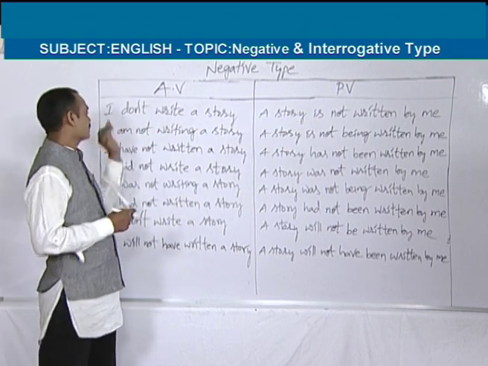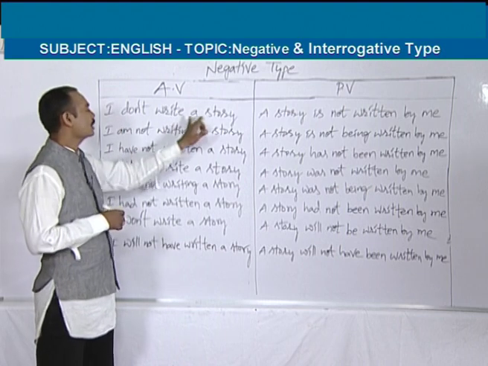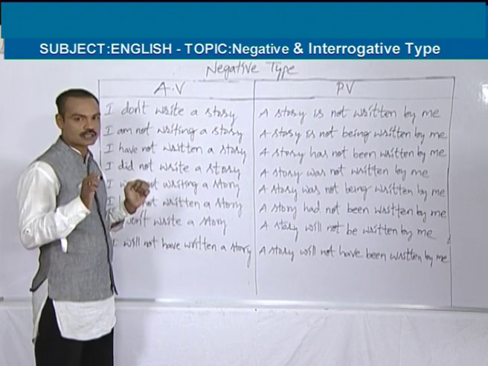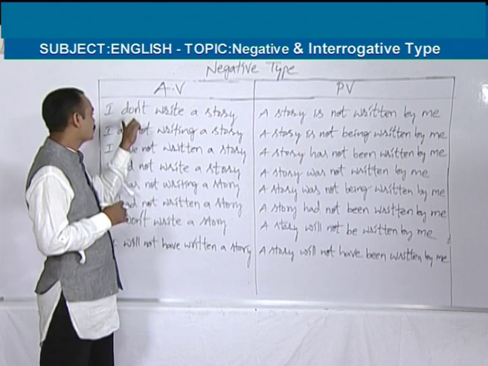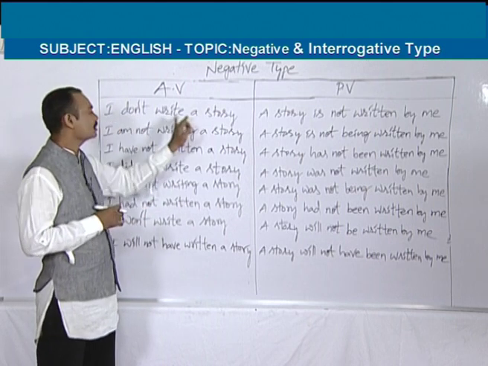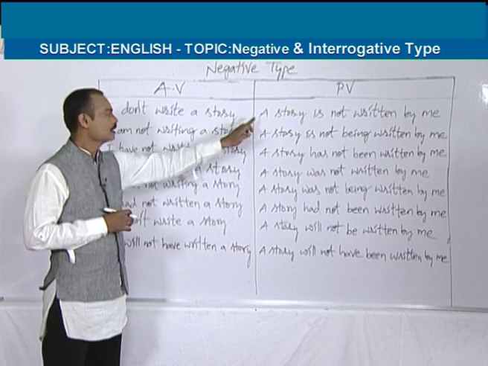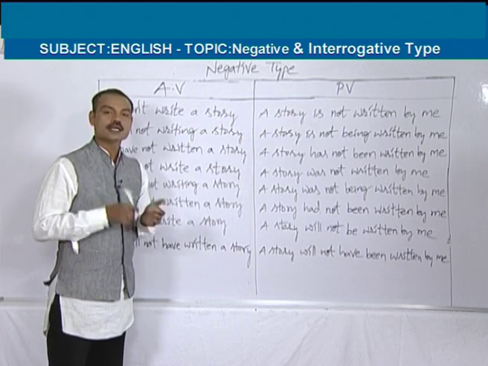Okay, for example, let's take one more subject. He don't write a story is wrong. He doesn't. For he, she and any singular subject, we should use doesn't. He doesn't write a story. The passive voice is: a story is not written by him.